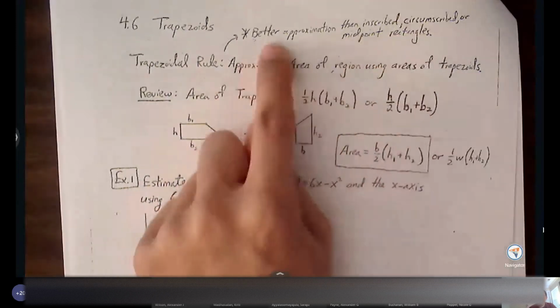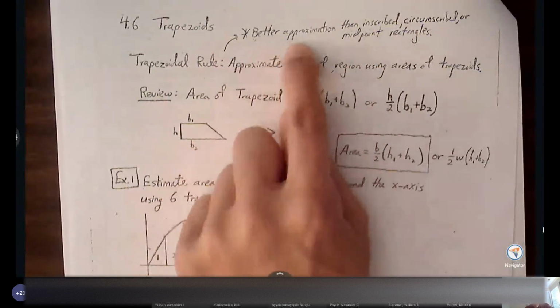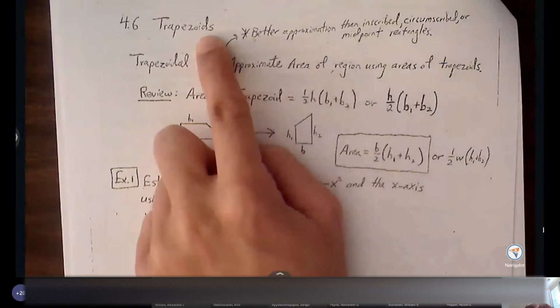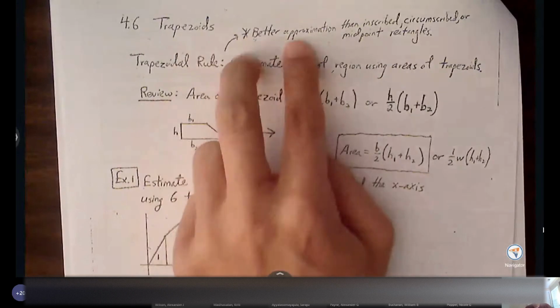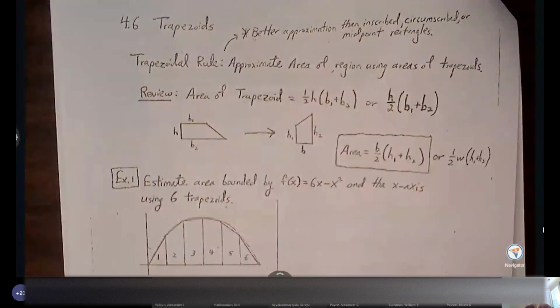But today, trapezoids, we're going to see that because of the way trapezoids are shaped, it's just naturally a better mold for the shape of the graph.